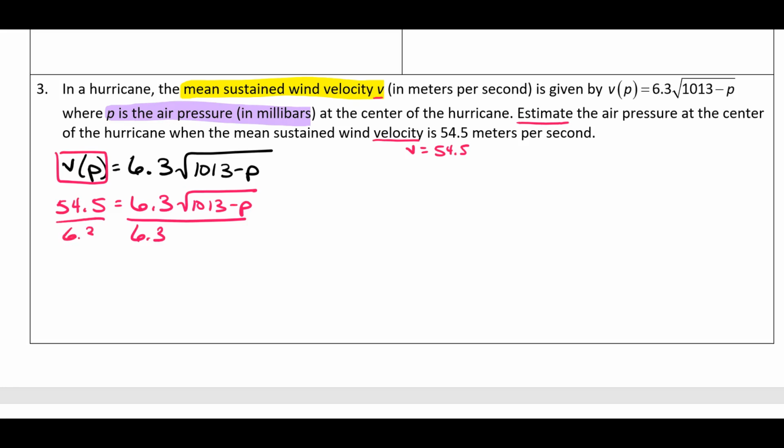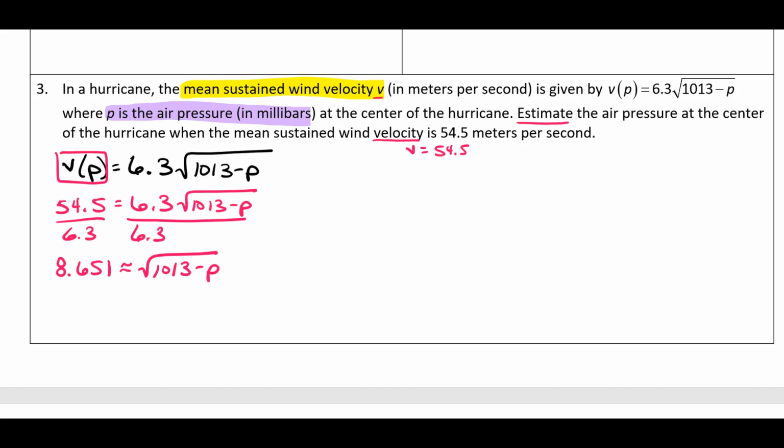Okay, so make sure you're typing this into your calculator. So when you divide 54.5 by 6.3, you get approximately 8.651 something, something, something. So we're going to round this to about 8.651. And I am putting the approximate symbols because that tells anybody looking at my work that I rounded. Okay, and it's okay to round here because they told us to estimate.